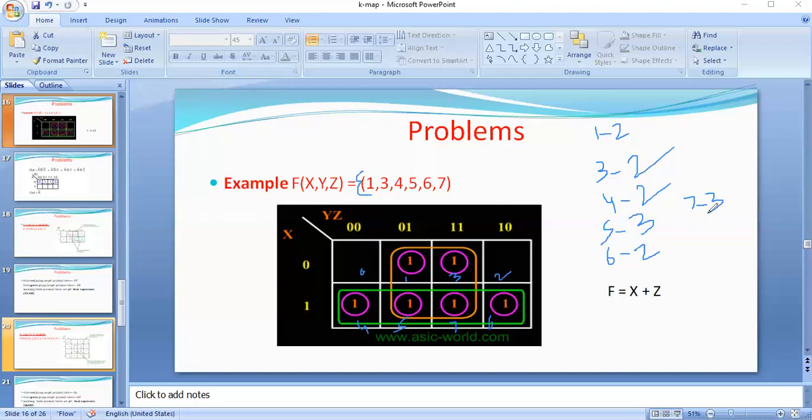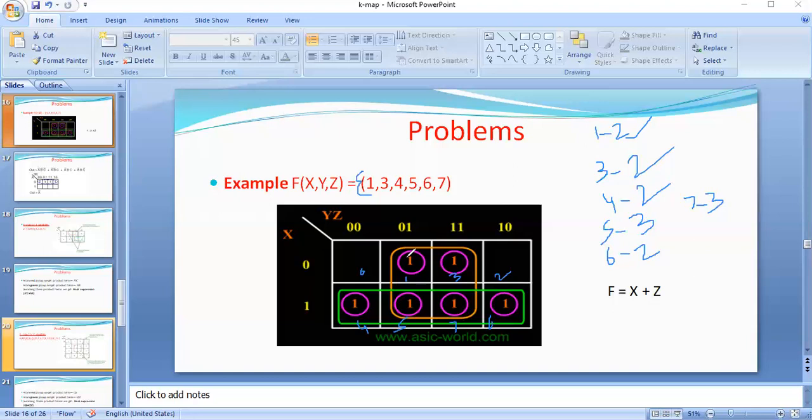In the next step, we have to give priority to the least number of adjacencies. The least number of adjacencies is 2. So here I am taking minterm 1, pointing the pen here. What is the maximum possibility of grouping for minterm 4?